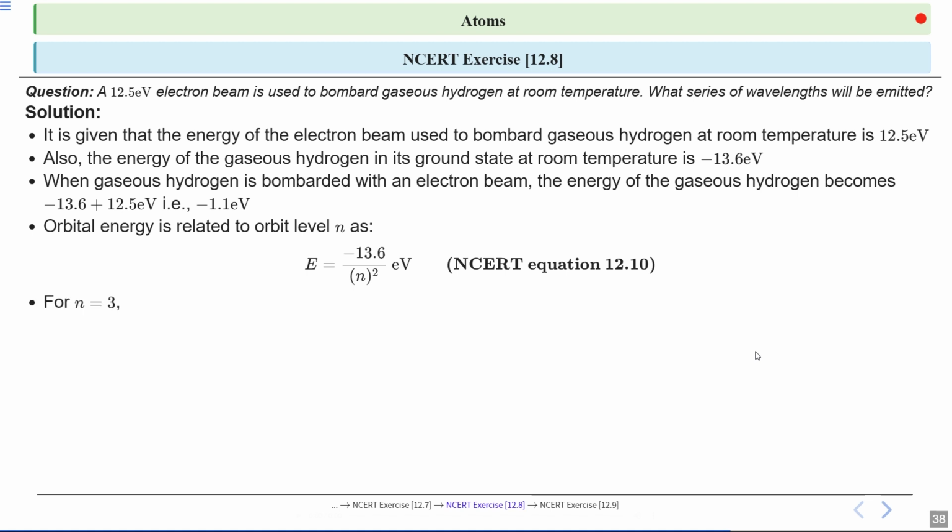Now let's try n equal to 3. We will substitute n equal to 3 into our formula to see what energy level that corresponds to. So plugging in n equal to 3, we get E equal to minus 13.6 divided by 3 square, that is 9, which equals minus 1.5 electron volt. This is close to the minus 1.1 electron volt we found earlier, but not exactly the same. This suggests that the electron is excited to just above the n equal to 3 level, but not quite to n equal to 4.